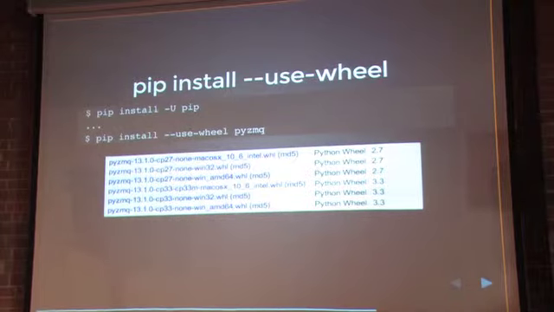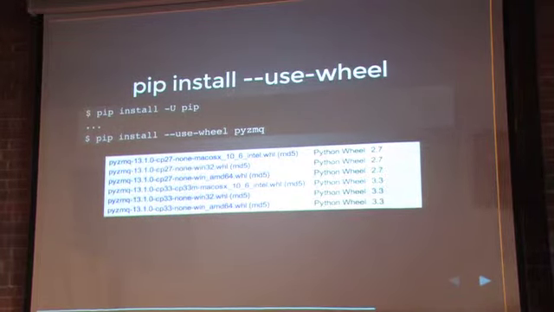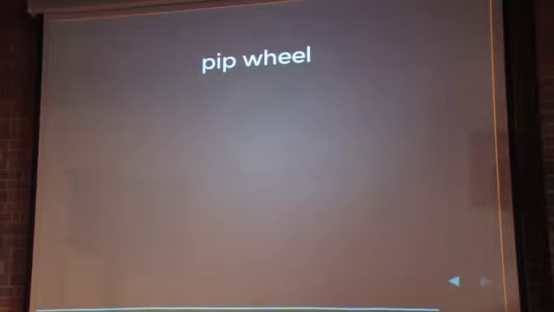So if you're on a Windows machine, it will download, say, the Windows wheel. You don't have to build anything, it's all pre-built right for you. And that's great. So that's nice. I'll show you one more trick with pip in combination with wheels.